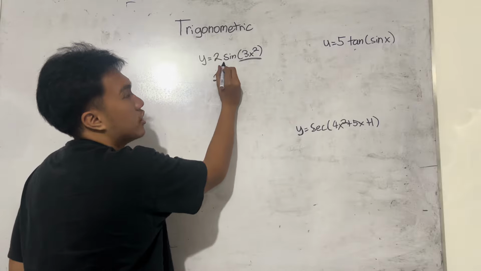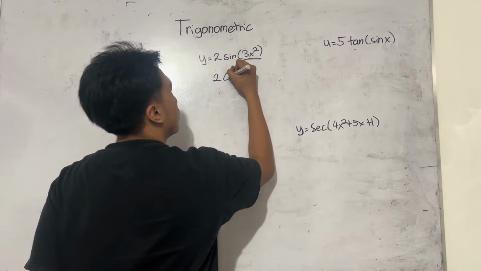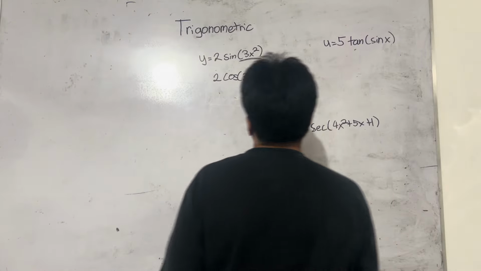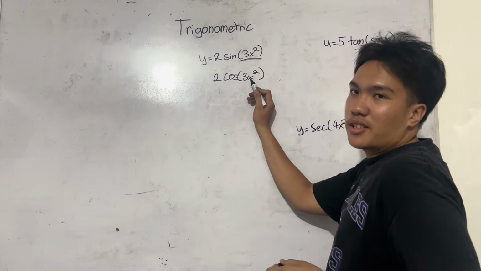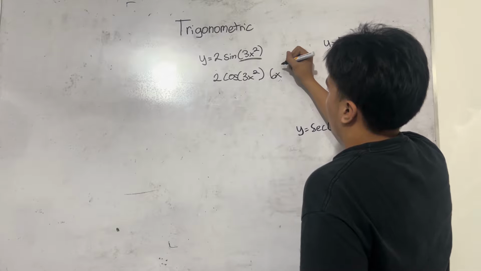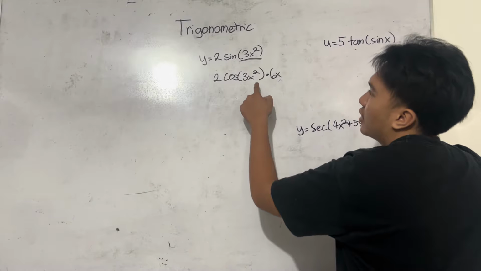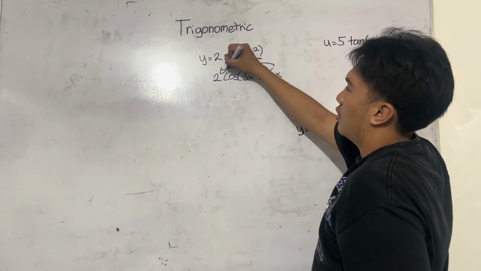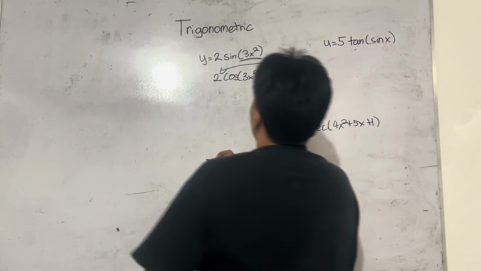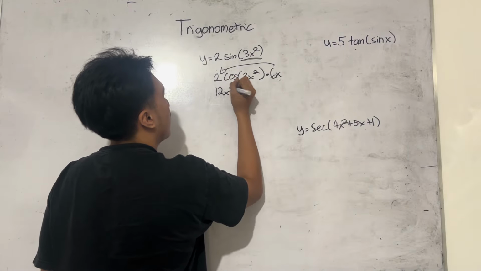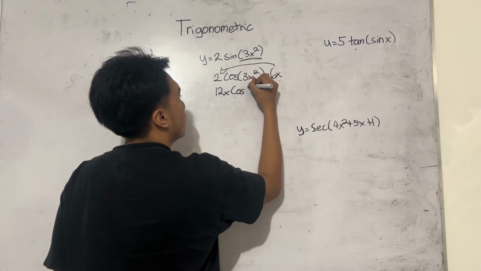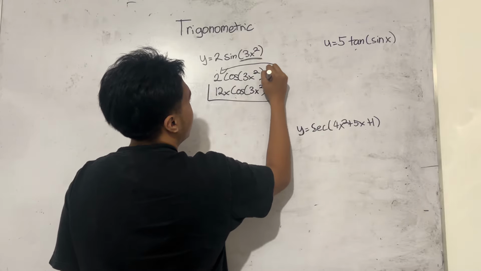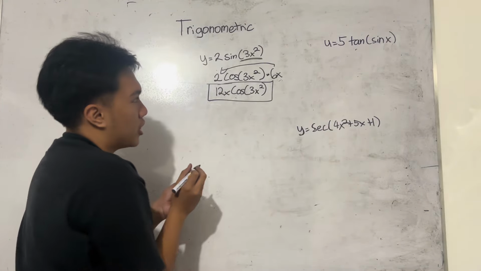Now, let's find the derivative of sine, which is cos. And then let's bring this down. Now, we need to find the derivative of what's inside the parenthesis, which is 6x. That's the derivative. Now, we take the derivative of this number and we multiply it into our coefficient. So 6 times 2 gives us 12x, and then bring down the rest: 12x cos 3x squared. That is our answer for our first trigonometric equation.